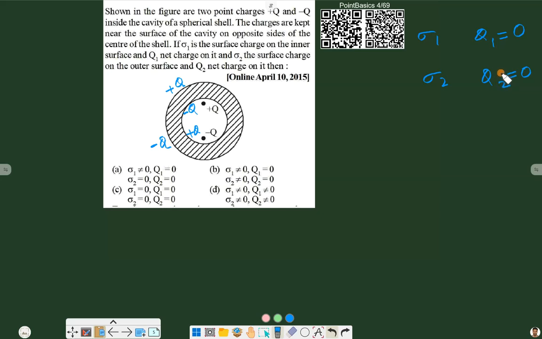Now coming to the electric fields, or we can say surface charge densities. Surface charge density is given by net charge over surface area A, and we know that on the inner surface net charge is 0. So sigma 1 is also 0, and similarly for the outer surface q2 is 0, so sigma 2 will also be 0. So here we have option C, that will be the right answer.